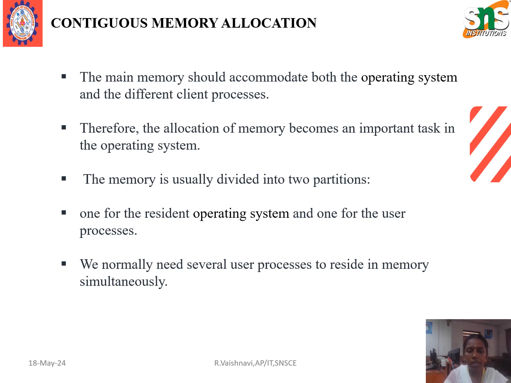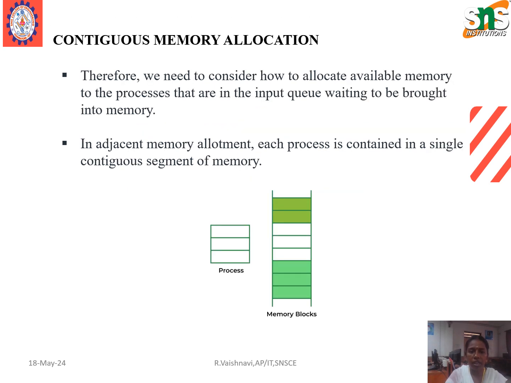We normally need several user processes to reside in memory simultaneously. Next one, therefore we need to consider how to allocate the available memory to the processes that are in the input queue waiting to be brought into memory. In contiguous memory allocation, each process is contained in a single contiguous segment of memory.